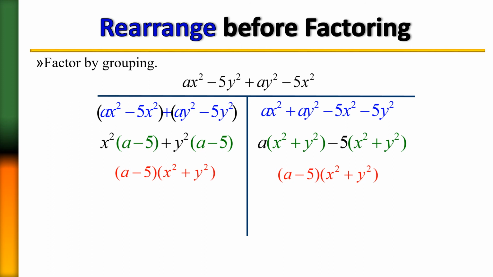Does it matter who's first? No, it does not matter. You can also write it as x squared plus y squared times a minus 5 being in the back. It doesn't matter who's in front as long as you have two groups of binomials and you have the correct terms inside the binomials. Let's do one more example on rearranging the terms before factoring just to make sure that you have this skill down pat.